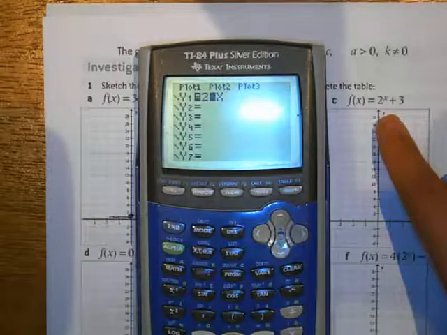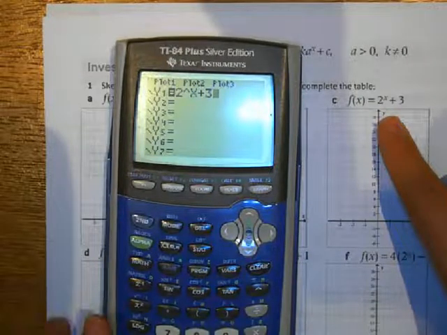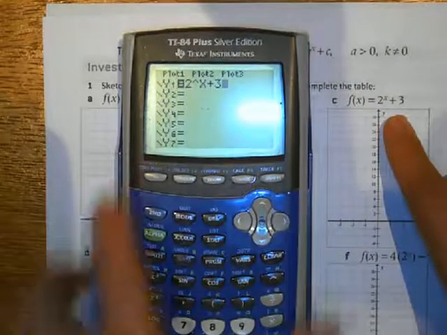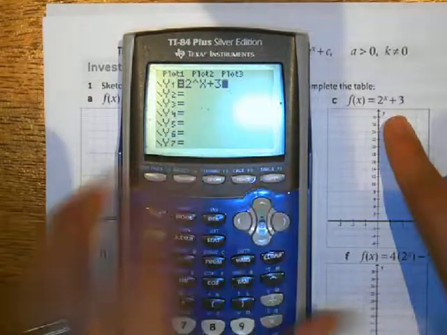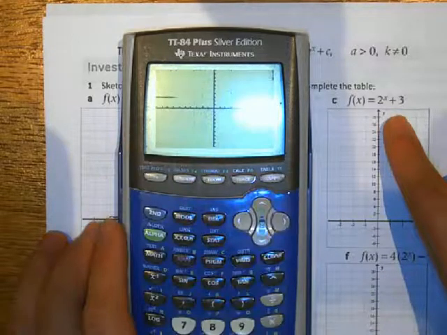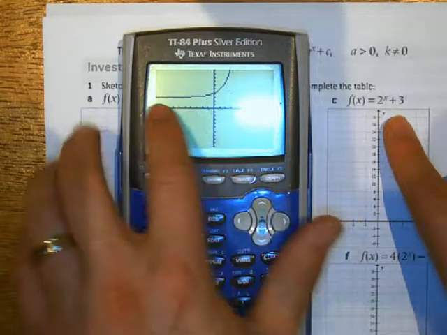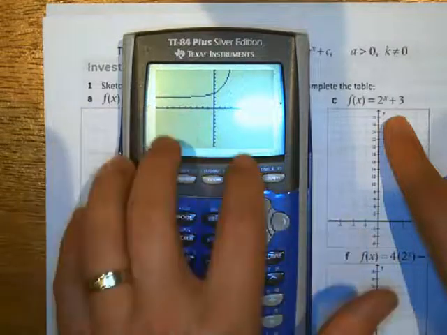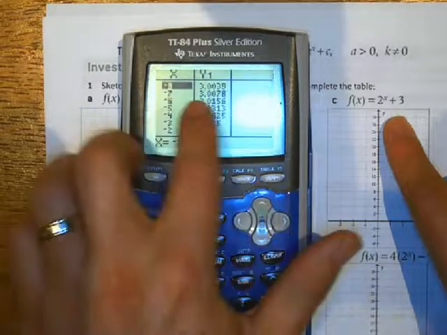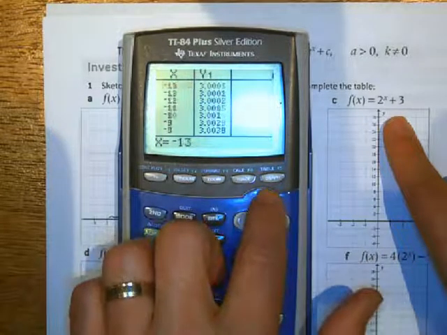2 to the power of x, and then over here plus 3. And from our investigation number 10, we learned that this is going to create our horizontal asymptote. What do you think our horizontal asymptote is going to be? Make a guess what you think this line is that it's approaching here. After you've made your guess, you can go over here and you can see it's getting closer and closer to 3. It never actually gets to 3.